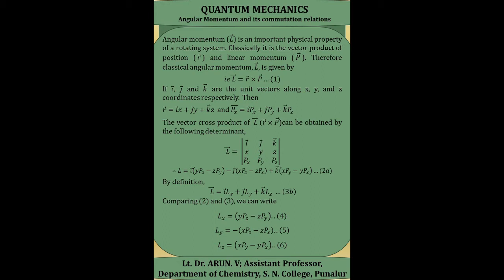On expanding this, the angular momentum L = i (y pz − z py) − j (x pz − z px) + k (x py − y px). By definition, the angular momentum L = i Lx + j Ly + k Lz. Comparing these equations 2a and 3b, we can write Lx, the angular momentum component in the x direction, equal to y pz − z py, and the y component Ly equal to minus (x pz − z px), and Lz, the z component of angular momentum, equal to x py − y px.